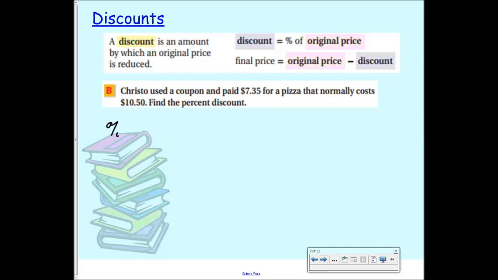I'm going to use just a little bit of a shortcut, inc or dec for increase or decrease, and then orig right here. Okay, so I'm looking for the percent discount. What do I know? I know the original, and I also know a new price, right? So where is my original?